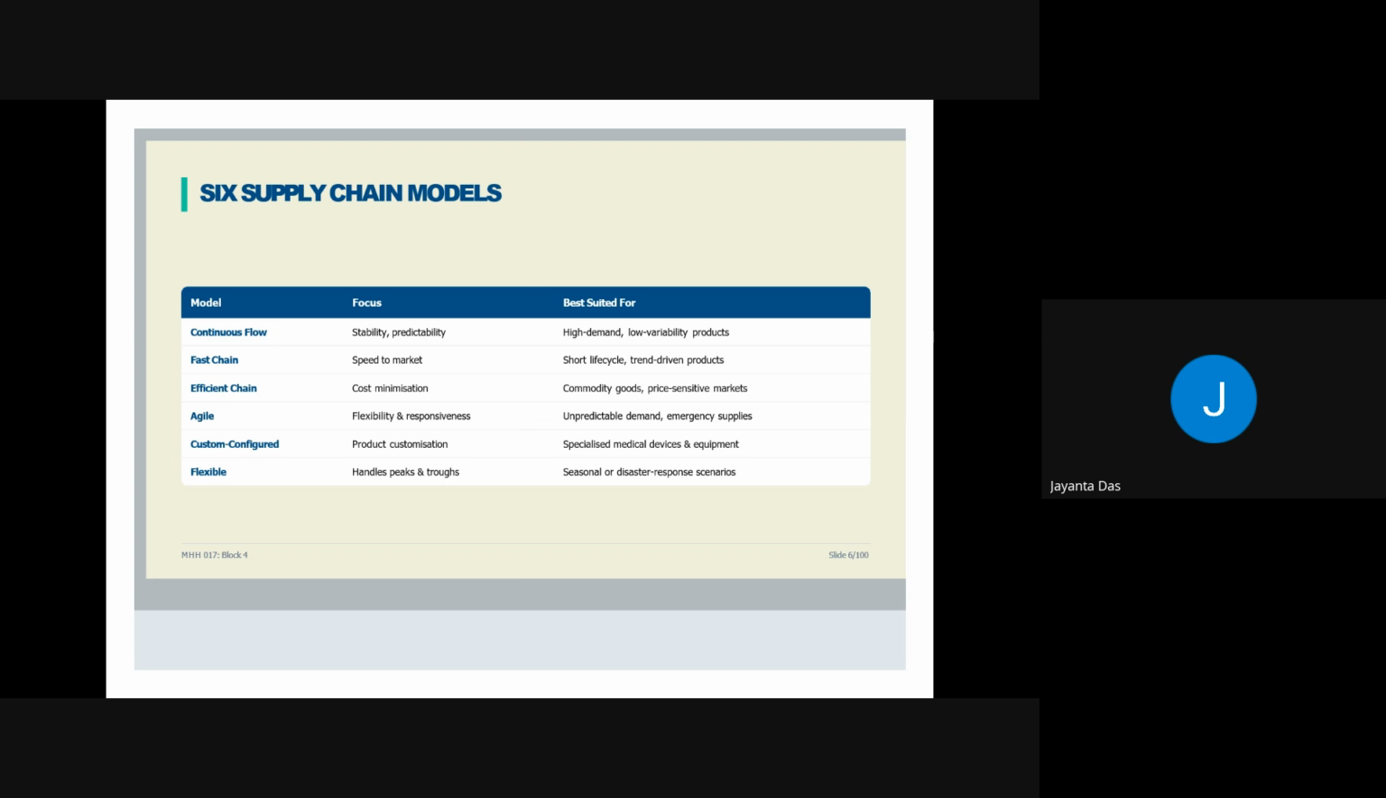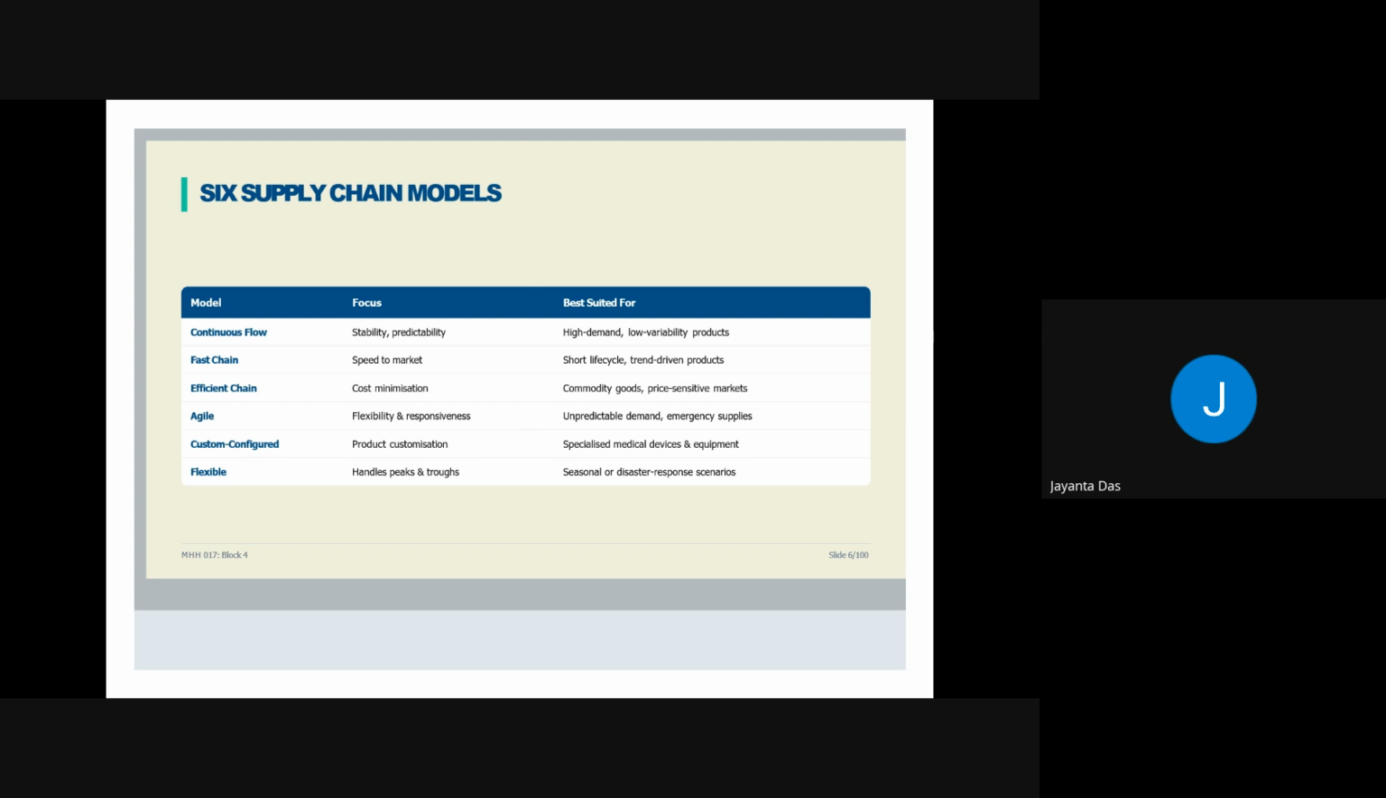We usually deal with or practice six supply chain models. First one is the continuous flow, which gives us stability and predictability, for high demand and low variability products. So for this, we always need to see that there is a continuous, uninterrupted flow of it, so that at any point of time we are not going out of stock.